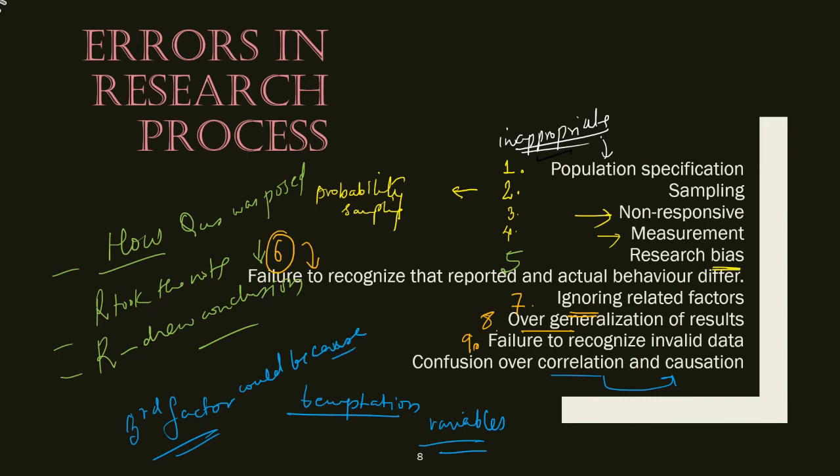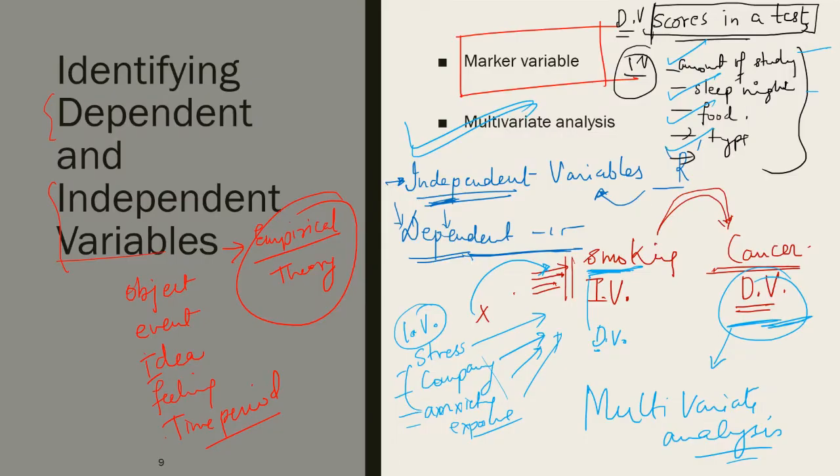Next topic is identifying dependent and independent variables. Before I start, let's understand what a variable is. A variable is an object, event, idea, feeling, time period, or any other type of category we want to measure. Empirical means basically based on observation.